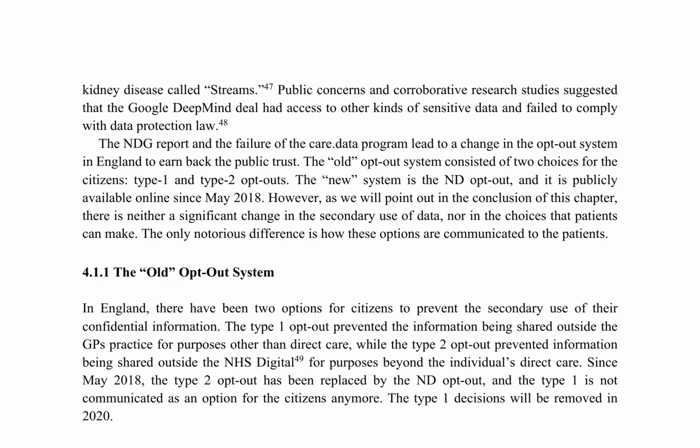The ND opt-out system replaced the previous Type 1 and Type 2 opt-out system, which allowed citizens to prevent the secondary use of their confidential information. The Type 1 opt-out prevented information sharing outside GP practices, while the Type 2 opt-out prevented information sharing outside NHS Digital. The Type 2 opt-out was replaced by the ND opt-out in May 2018, and the Type 1 opt-out is no longer communicated as an option.